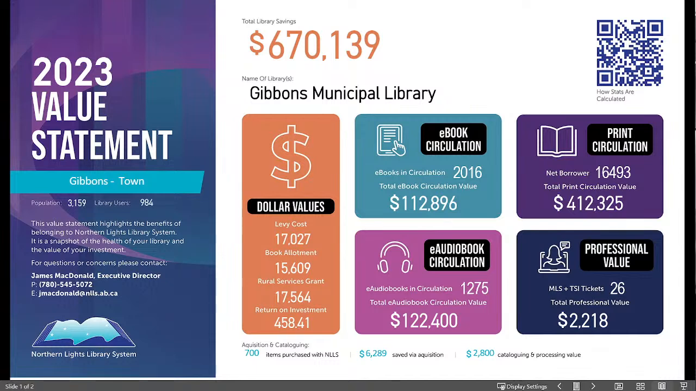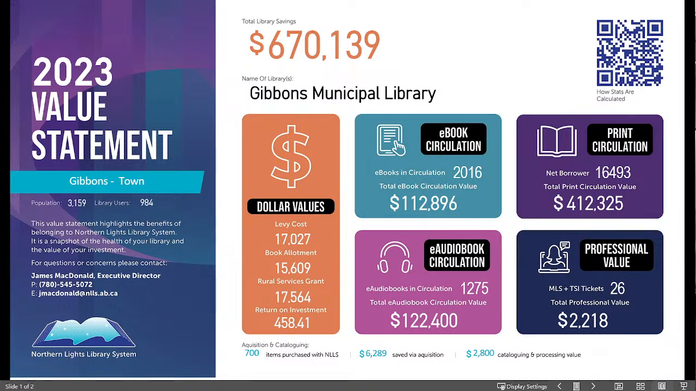You circulated in 2023 16,493 print books to your community's residents. You get a weekly van delivery coming to the community to pick up books and deliver those to others and also deliver books to you. We are partners with three other regional library systems. So while we have 61 municipalities, there's more than 200 libraries participating. That means the members of your residents here have access to more than 3.5 million library items, which is pretty impressive. You took out a little over 2,000 e-books and 1,200 e-audiobooks.